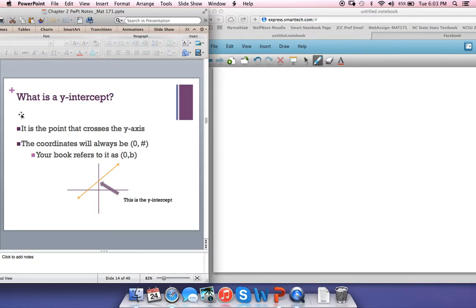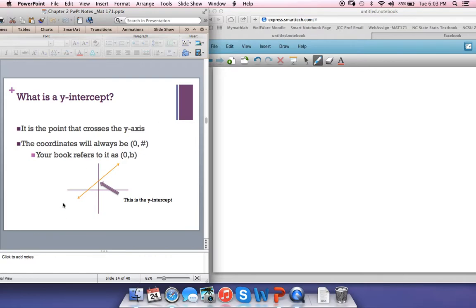If you look at my screen over here, it is the point that crosses the y-axis. Your coordinates are always going to be the point 0, -2. Your x value always has to equal 0. Your book actually refers to this as 0, b, but I always just say a number so that you understand the concept of a y-intercept.